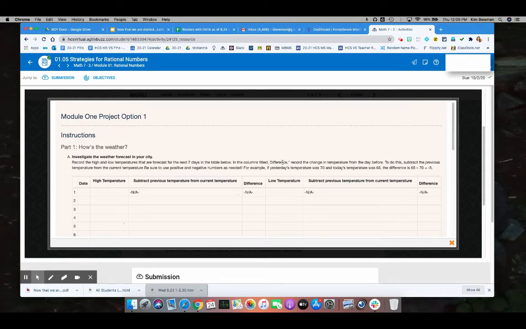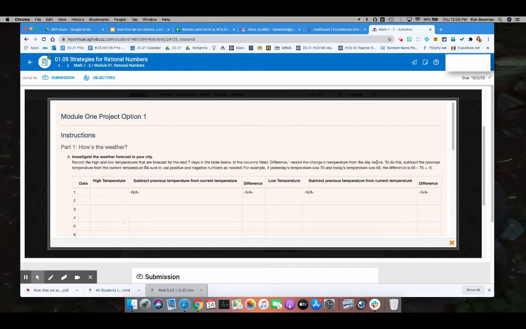Anyway, in the columns titled Difference, you're going to record the change in the temperatures from the day before. To do this, subtract the previous temperature from the current temperature. Be sure to use positive and negative numbers as needed. For example, if yesterday's temperature was 70 and today's was 65, the difference would be today's minus yesterday's. You're always going to do the new minus the old, and that would give a -5.